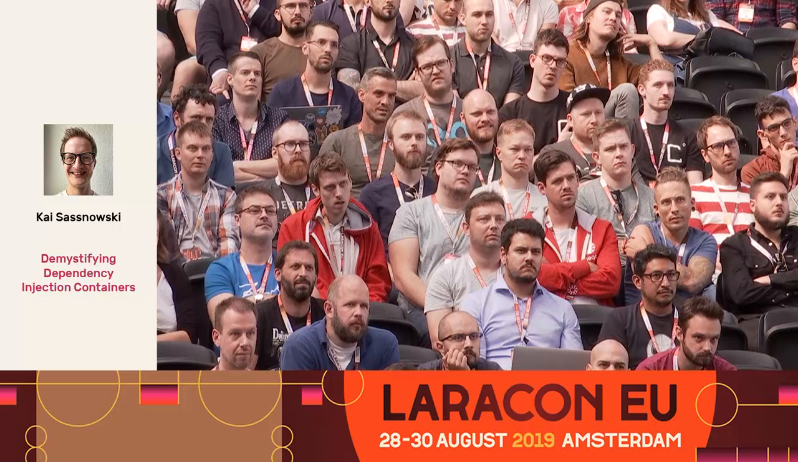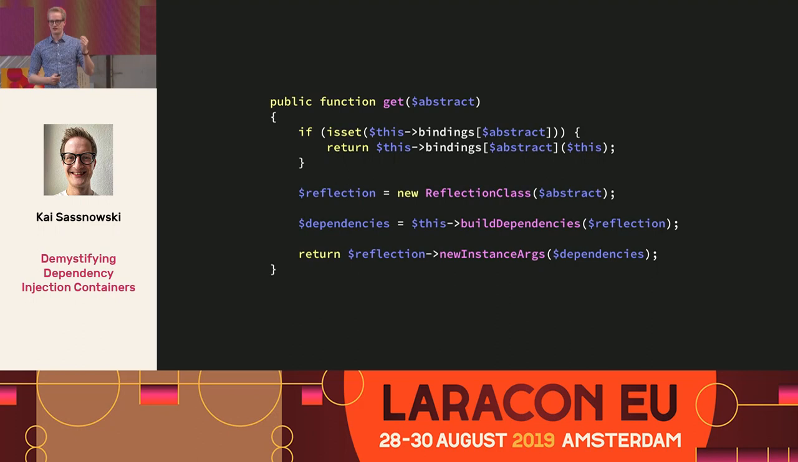And you pass it the dependencies we've just created. So newInstanceArgs is basically the way of creating an instance from a reflection class. You're just turning your reflection class into an instance of that class. And then the three lines at the very top of this function are basically our initial implementation of get, where we still check, do we have an explicit binding? And if we do, we will always prefer that. So if there is an explicit binding, we will use it. Otherwise, we will try an auto-wire.